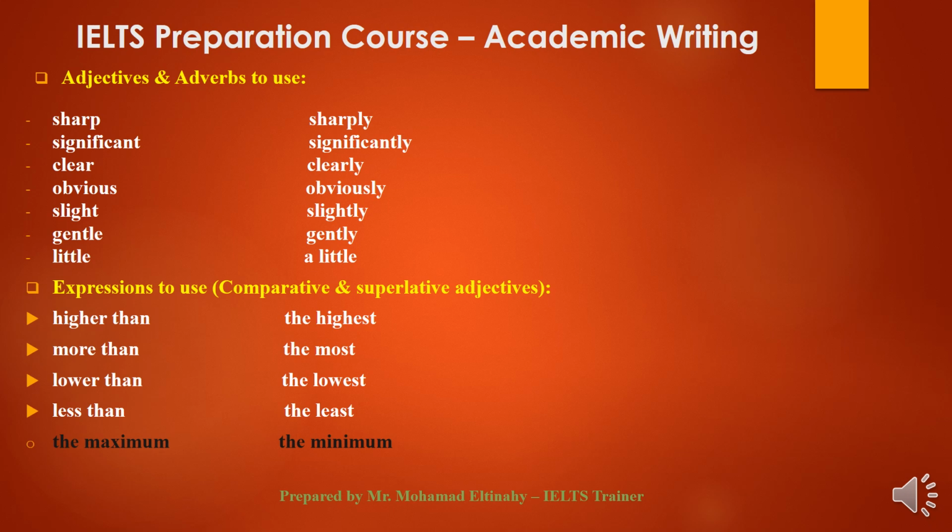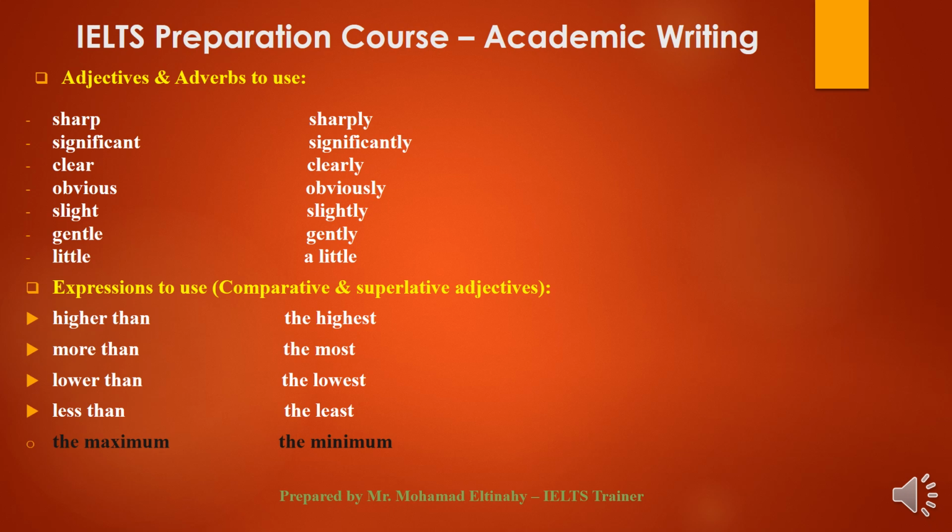Moving on to adjectives and adverbs that we can use to describe changes on a chart. Before we start, we should know that adjectives modify nouns, whereas adverbs modify verbs. The left-hand column represents adjectives, whereas the right-hand column represents adverbs. Let's start. Sharp, sharply; significant, significantly; clear, clearly; obvious, obviously; slight, slightly; gentle, gently; little, a little.